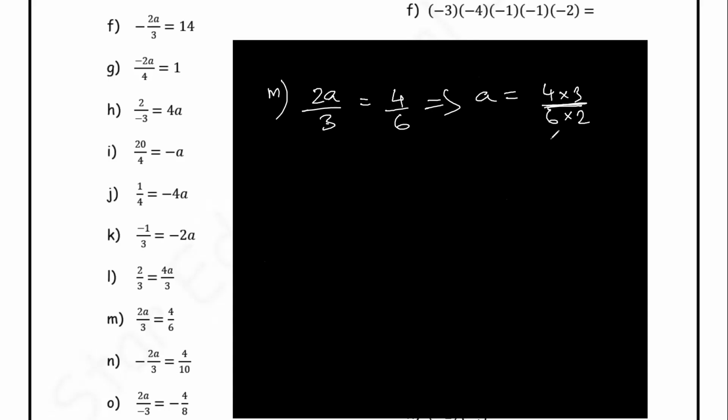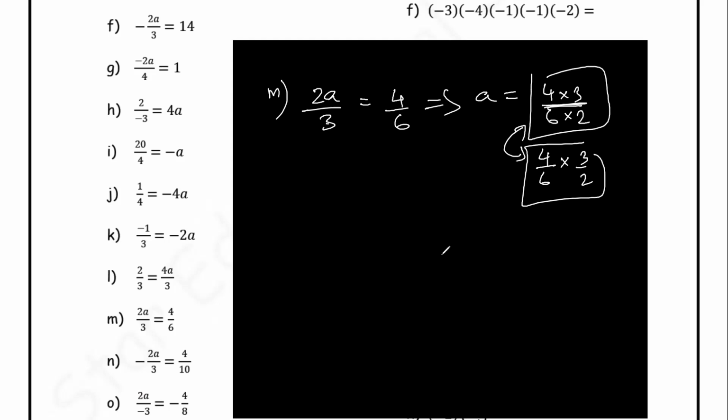Once again, remember if I wrote 4 over 6 into 3 over 2, these two are the same thing. Doesn't matter how you write it. So now, 2 goes into 4 two times and 3 goes into 6 two times. So 2 and 2 cancel, and I've got 1 as the answer.